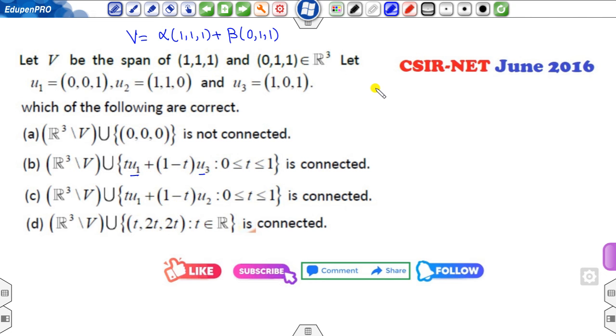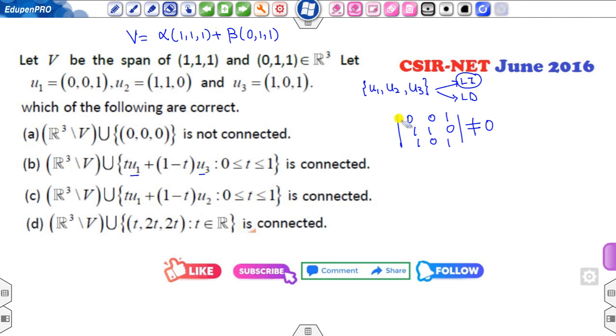Okay, R3. Firstly, clearly say the set U1, U2, and U3. Firstly, we will check whether it's LI or LD. Fine. I can start with the matrix 1 1 0 1 0 1. Clearly the determinant is non-zero. The determinant will be 1 minus 1. It's non-zero. That means the ui's are LI.